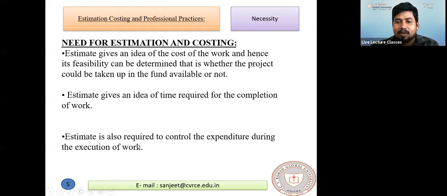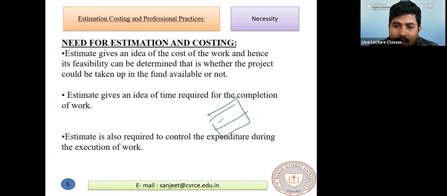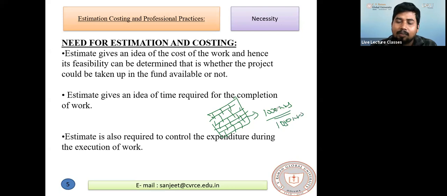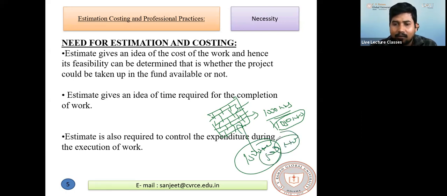That means an estimate is also required to control the expenditure. Suppose it's a brick wall. To construct a brick wall, I need suppose 1000 bricks. So I'll take 1050 bricks, because due to transportation some bricks may break, and for that I'm taking some extra bricks. That is 1050 bricks I'm taking for this. But those who did not estimate, they are roughly saying that for this wall it needs 1500 bricks. So 1000 bricks are required there, but that extra 500 is your wastage. Yes or no? So here an estimate is also required to control the expenditure during the execution of work.